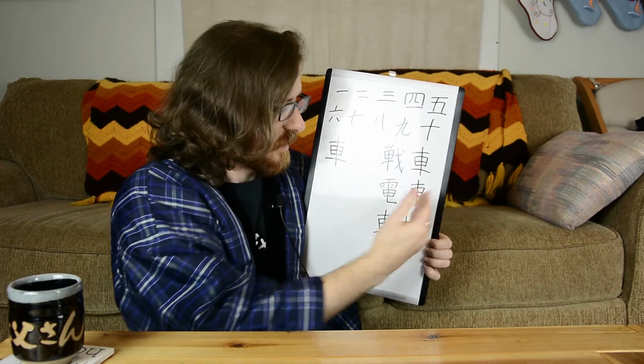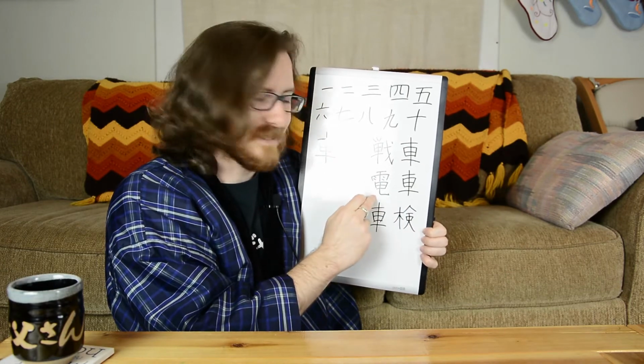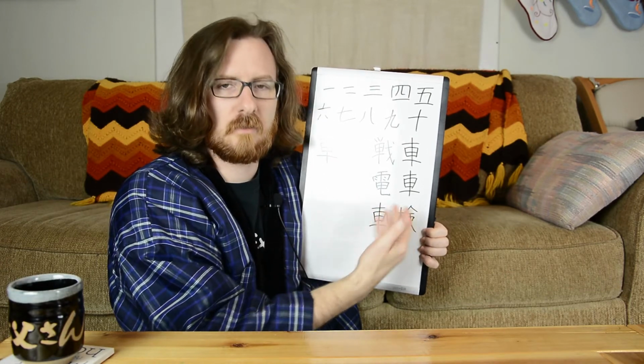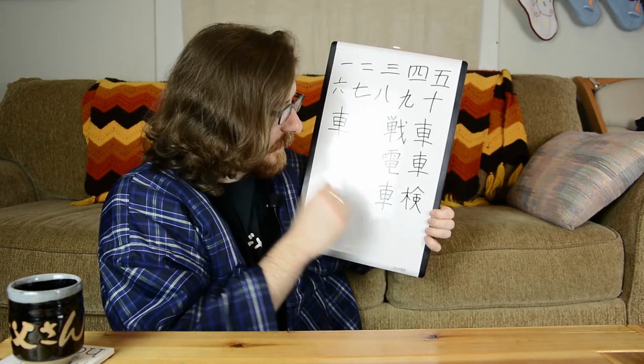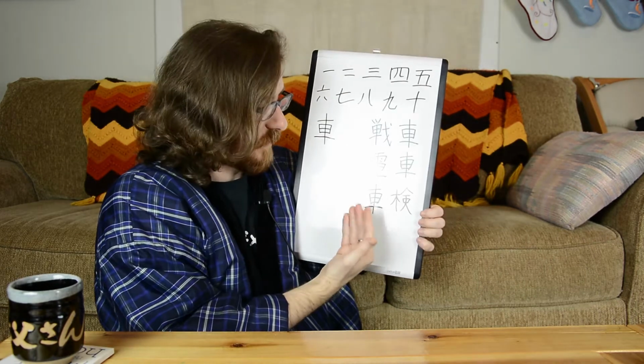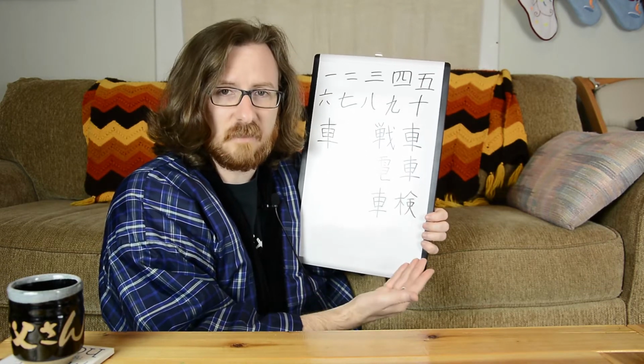So sensha. Here we have the kanji for electricity and car, which is densha, which is a train, an electric train. And down here at the bottom we have the same thing. You have the kanji for car and then the kanji for test or examination.